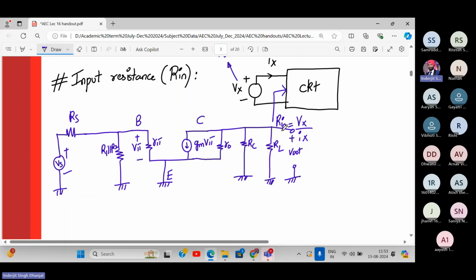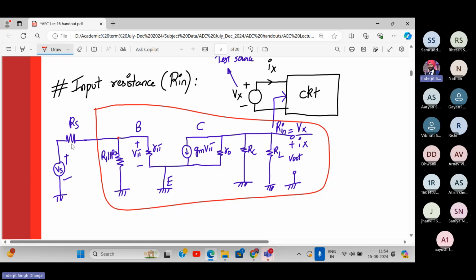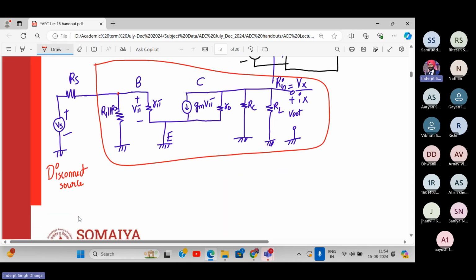So how do we apply this method? You put the entire circuit inside the box. So I'll put the entire circuit from here. This is my input terminal, right? I'll put the entire circuit inside the box like this and apply the external voltage. Now disconnect my source. So I'll disconnect my source, and apply a test source outside.